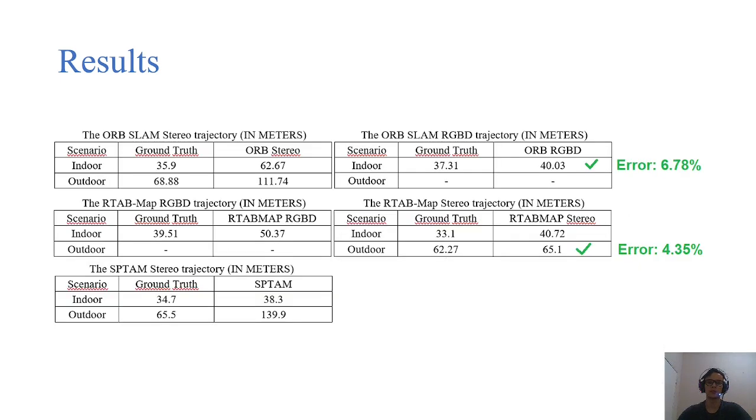And these are the measurements of the trajectory distance, and as you can see the best performance was the ORB-SLAM2 RGBD indoor. It got more or less 6% error, and the RTAB-Map stereo outdoor got about 4% error.